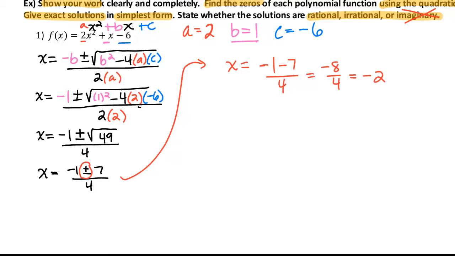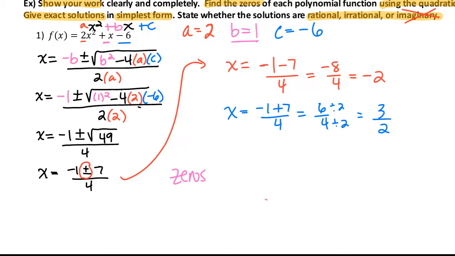And then I have the other one that's positive. So x is equal to -1 plus 7 over 4 equals 7 minus 1 gives you 6 over 4. And that's a fraction, so we can simplify by 2. That's going to give us 3 halves. Positive 3 halves and a -2. So for your final answer, you're going to say the zeros are -2 and 3 halves. And neither of those have square roots, so those are both called rational zeros.